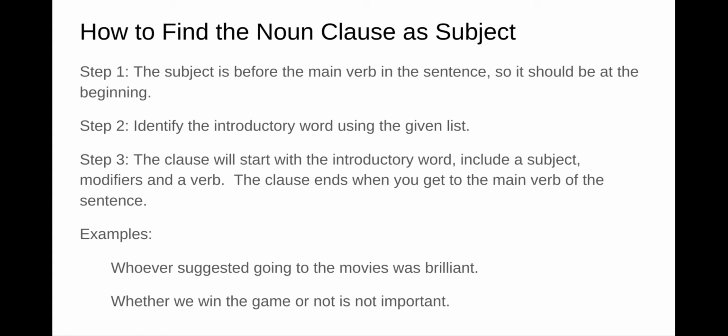Now, how are you going to set about finding the noun clauses as the subject? Well, first of all, the subject is before the main verb of the sentence, so it's going to be at the beginning. Second, find that introductory word. Use the list that I just gave you, find one of those words, and go from there. Step 3, the clause is going to start at that introductory word. It's going to have its own subject. It's going to have its modifiers and a verb. And then the clause is going to end when you get to the main verb of the sentence.